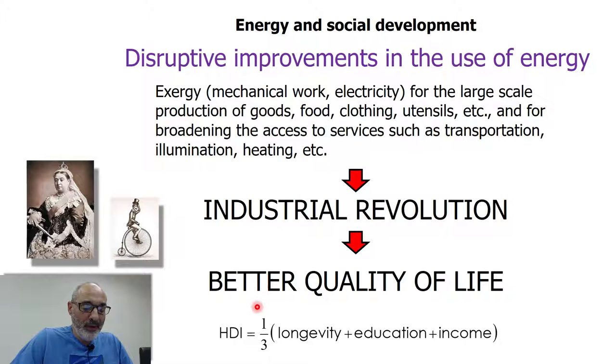And by better quality of life, I mean in an objective sense, because this can be measured through longevity, education, and income. So all these consequences led to higher longevity, better education, and an increase in people's income. So you can quantify that through the HDI index, okay?